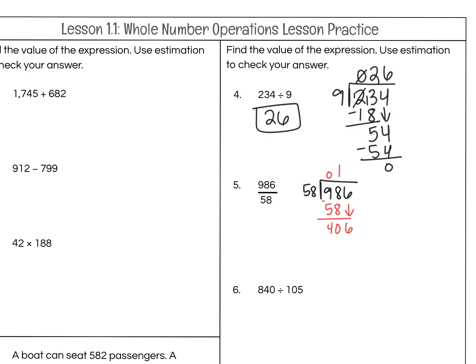So let's try 58 times 6 and see what it gives us. This would be 348. Could another 58 work? Let's add it and see. It's exactly 406. So that means 58 goes into 406 how many times? 7 times. So my answer for this one is 17.